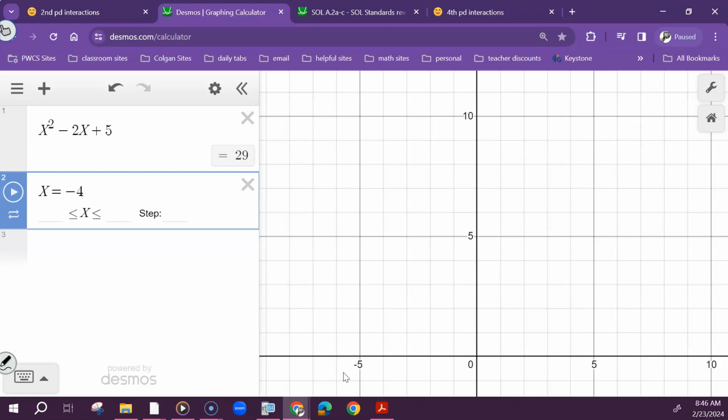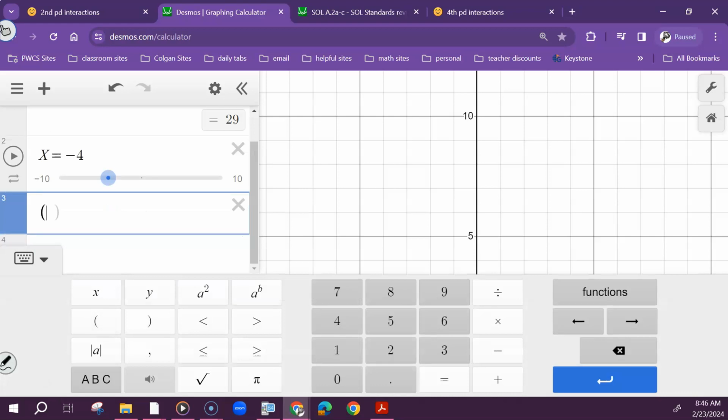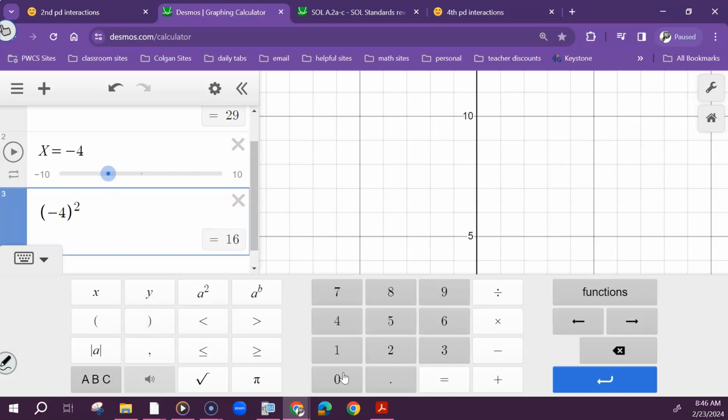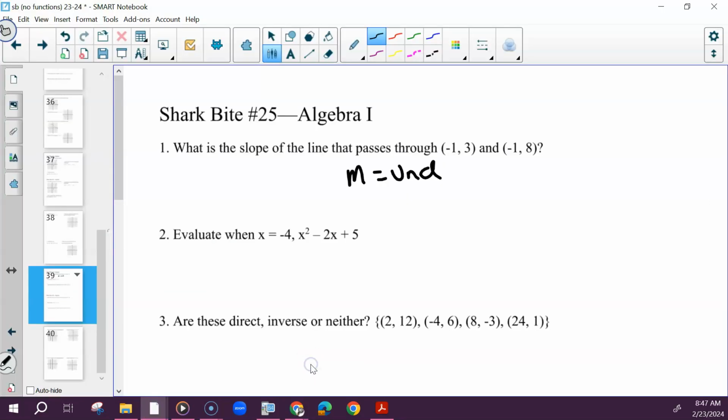You could also change the variable to something else, A, B, C, through the alphabet, except probably avoid E and I, don't do X, Y, Z. And it would do the same thing. You could add the slider, put that in, or you could use parentheses and put the number in directly. And it would give you that same answer. But the answer is 29. Questions there?